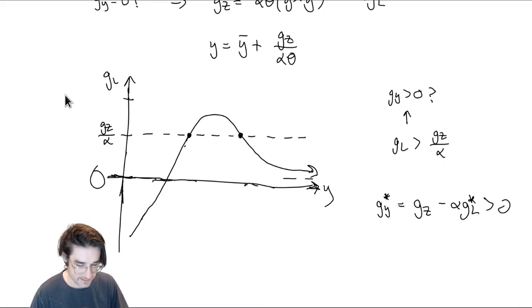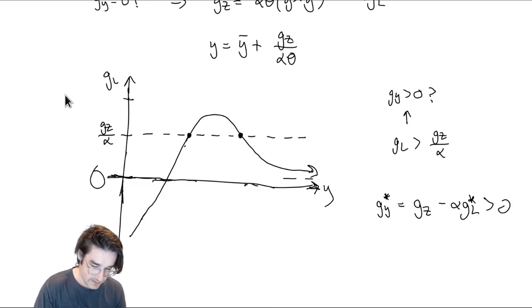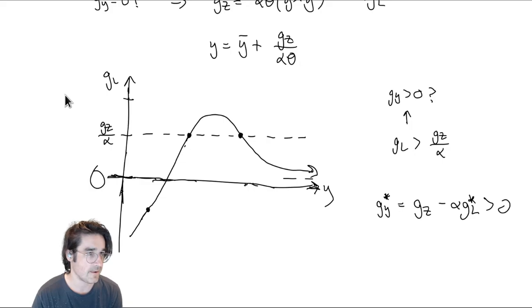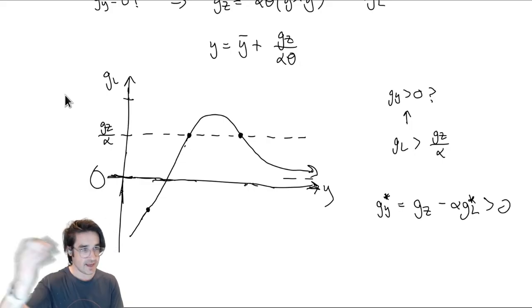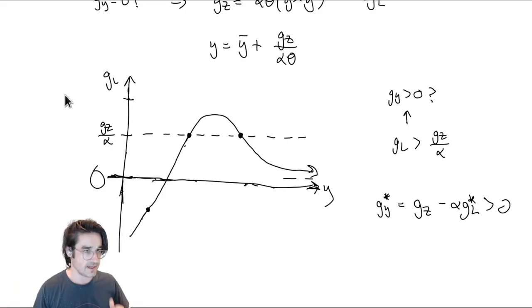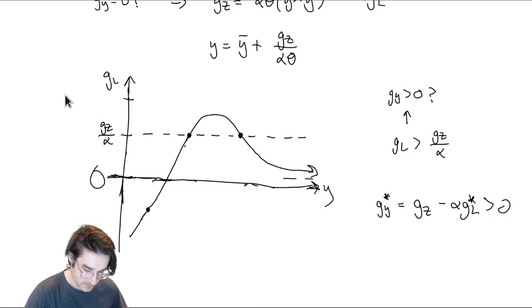So let's do that here. Let's say I'll start low and see where we end up. Let's say we start down here, below the dotted line. So population growth is negative and technology is positively growing. Those combine into a net positive as well, and so we're going to move up.